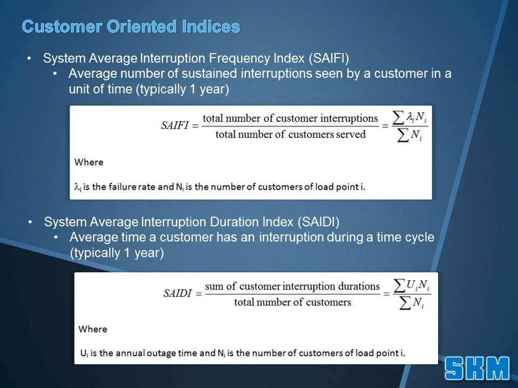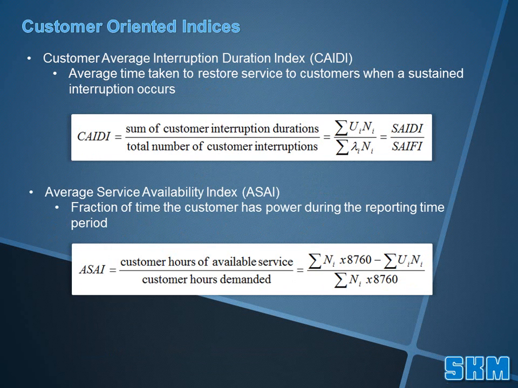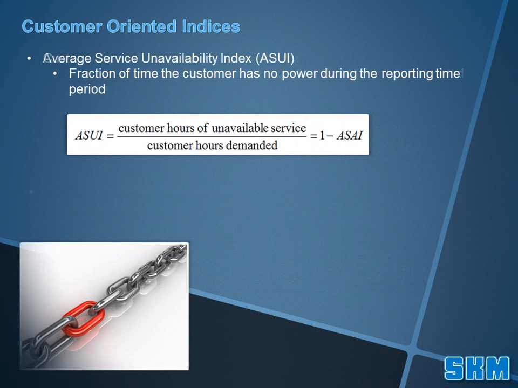These indices are expressed as mathematical equations, and you have to love the acronyms. Here is SAIFI and SAIDI. CAIDI is the ratio of SAIDI and SAIFI. The average service availability is the ratio of the time power is available to the time that power is expected to be provided at the load. The average service unavailability is the ratio of the time there is no power to the average expected time to have power.